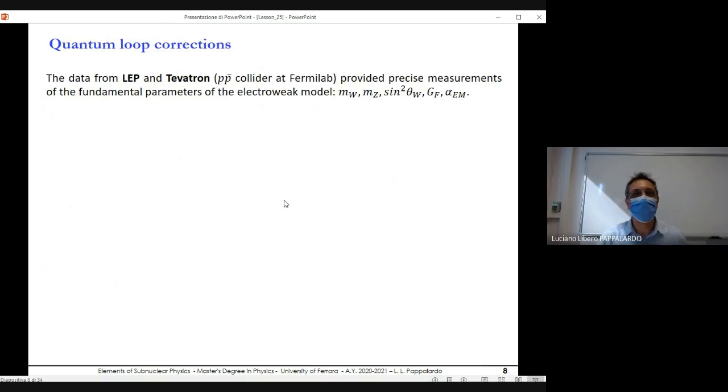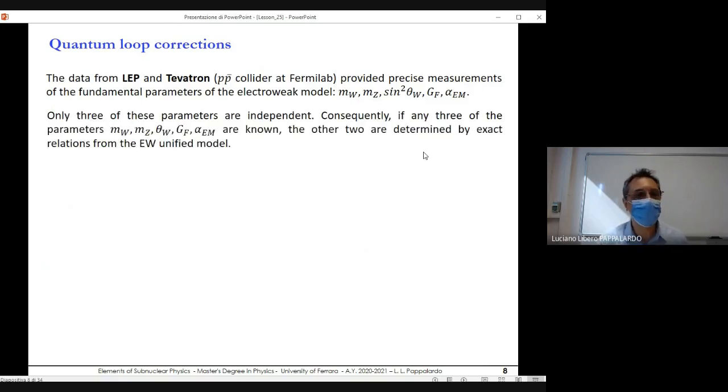Now, the electroweak theory provides, of course, a certain number of parameters which have to be determined experimentally. These are the mass of the W, the mass of the Z, the Weinberg angle theta, the Fermi constant, and also the electromagnetic constant, alpha. These quantities have been measured in many different experiments in the past decades, and precise measurements have been performed especially at LEP, the electron-positron collider that was at CERN, and at the Tevatron, a proton antiproton collider that operated at Fermilab until a few years ago. So altogether, the experiments at LEP and at the Tevatron provide precise measurements for all these parameters.